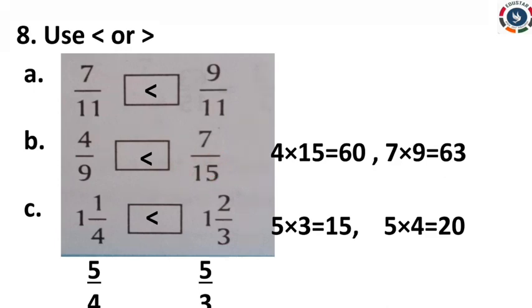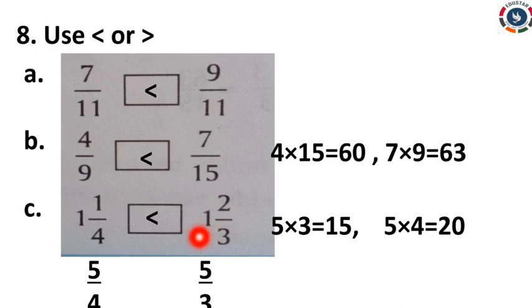And see, 1 by 4 dash 1 2 by 3. Given both fractions are mixed fractions, first you have to convert into improper fractions. So multiply and add with it. 4 into 1 is 4, 4 plus 1 is 5, 5 by 4. Then 3 into 1 is 3, 3 plus 2 is 5, 5 by 3.